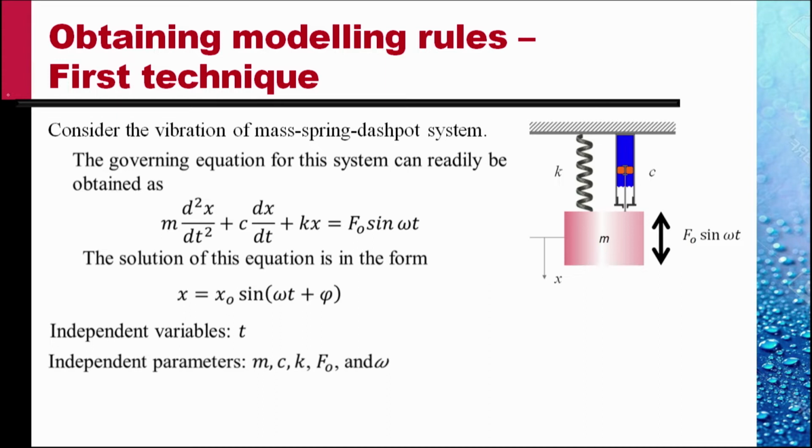Independent parameters, those on which we have control and which define the problem, the uniquity parameters, are m, the mass, c, the damping coefficient, k, the spring constant, F naught, the amplitude of the force, and omega, the frequency of the oscillating forcing force. The dependent variable is only one, x, and the dependent parameters are x naught, the amplitude of vibrations, and phi, the phase angle.